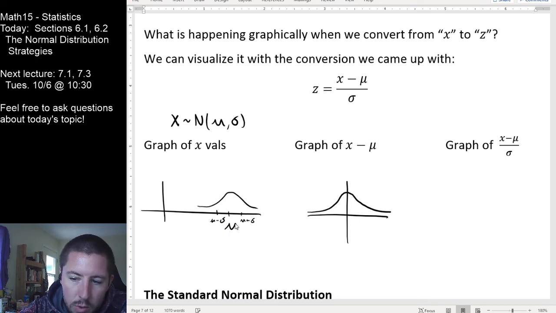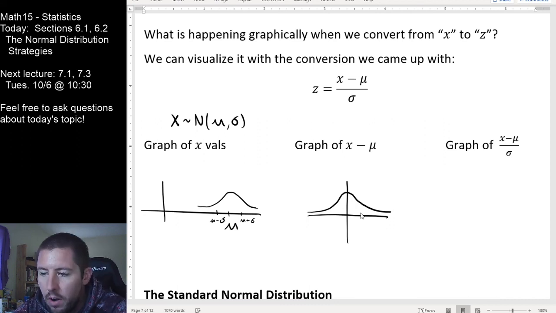Notice where mu was, mu minus mu is 0. We should be centered at 0 now, and we should still be at 1 sigma above and 1 sigma below right there, and on and on. Now is our next step. Now we take all of these x minus mu values that are now centered at 0, and we're going to divide everything by sigma.